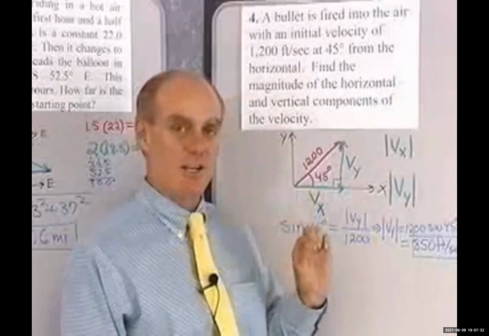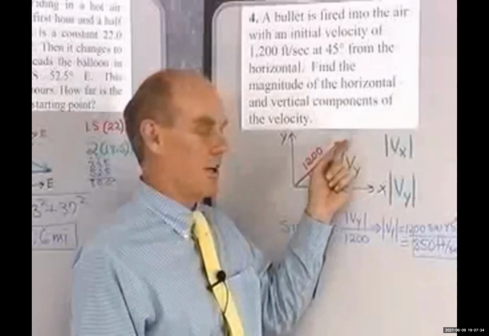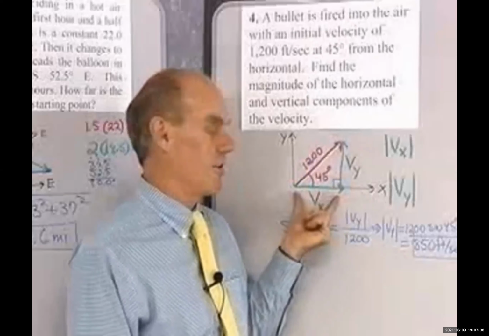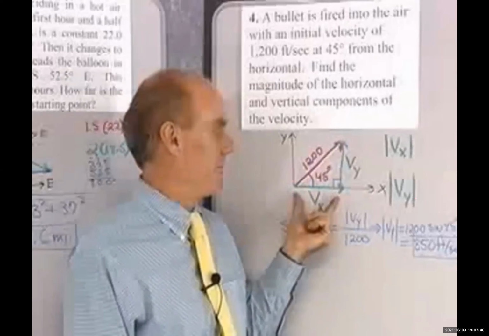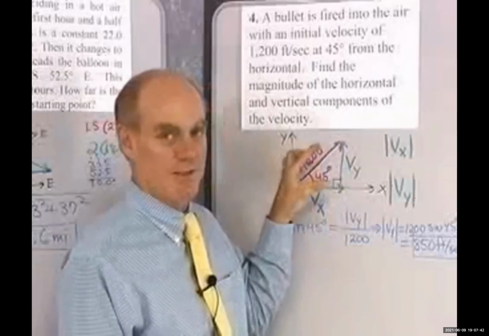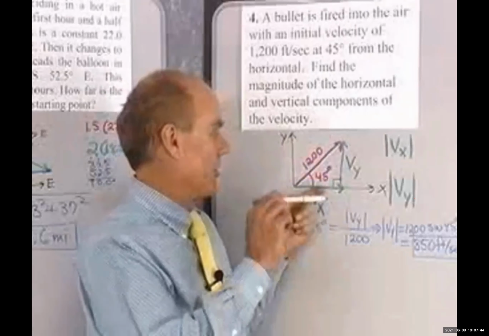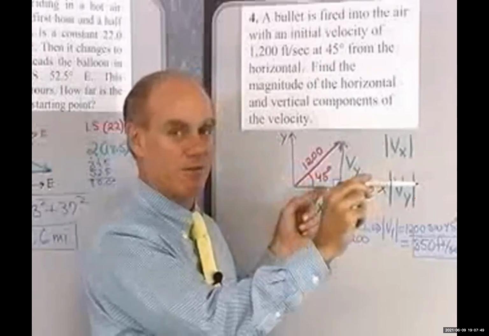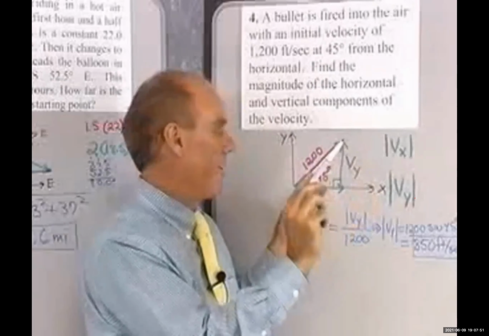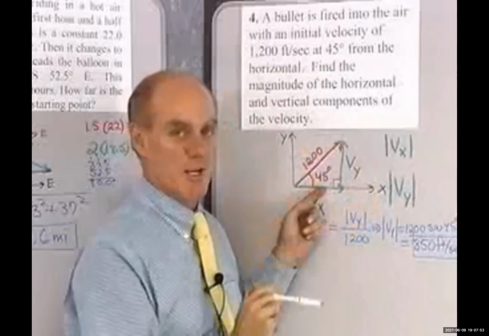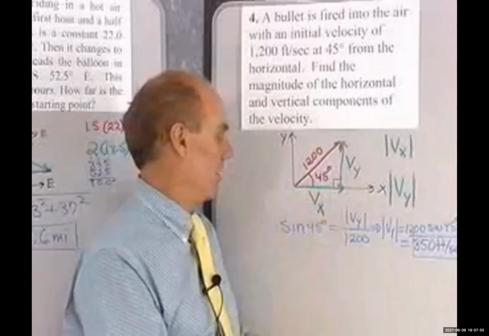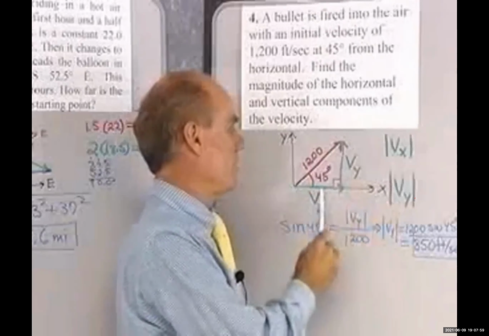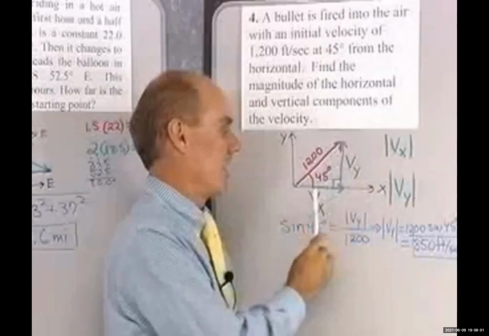So a velocity of 1200 feet per second at 45 degrees up from the horizontal is equivalent to a horizontal velocity of 850 feet per second plus a vertical velocity of 850 feet per second. So the bullet is rising at 850 feet per second, it's going forward at 850 feet per second, and those two together give it a velocity of 1200 feet per second at 45 degrees up from the horizontal. Notice that I don't have to solve for v sub x here because I know they're going to be equal because it's a 45, 45, 90 triangle.